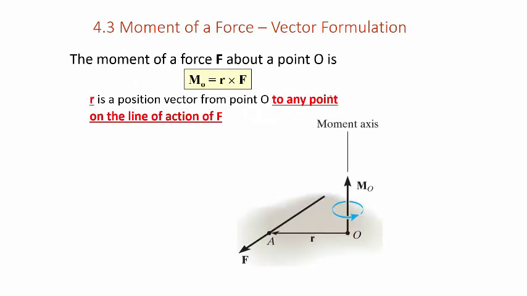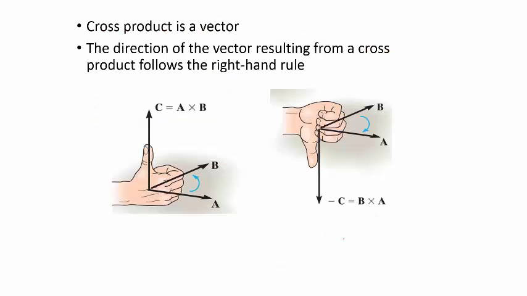And the moment of a force about point A would be R cross F, where R goes from the position where you want to calculate the moment, going towards the force. And remember, it doesn't matter which point you use for the cross product. It can be from that point to any point along the line of the force. And the cross product, the thumb, the right hand rule, gives you the direction of the moment.